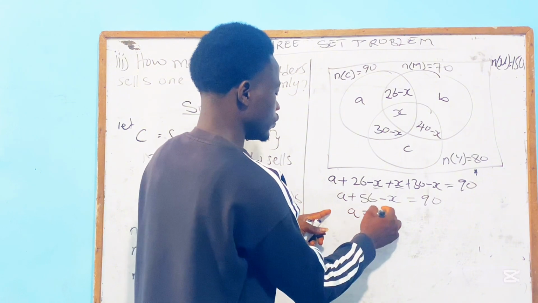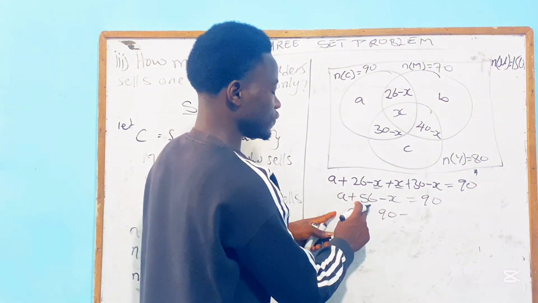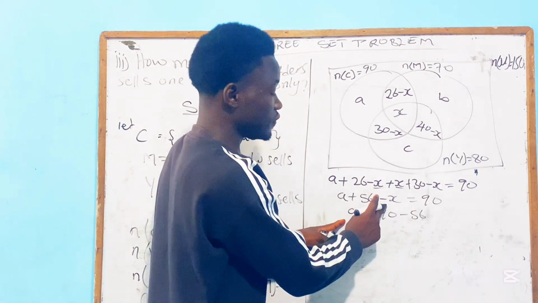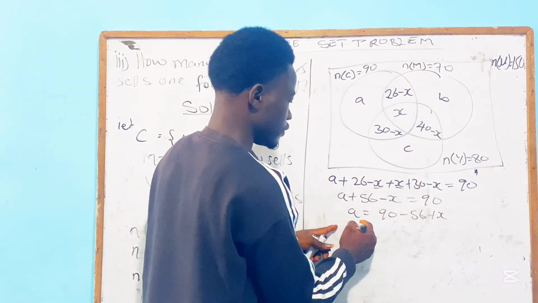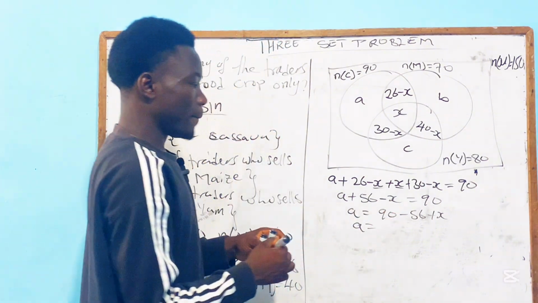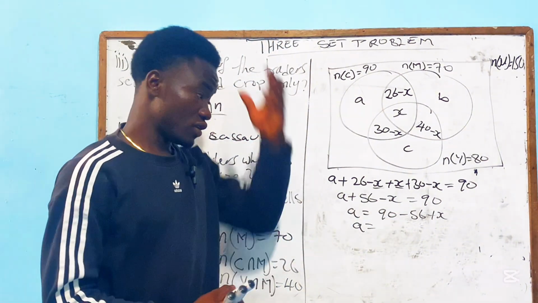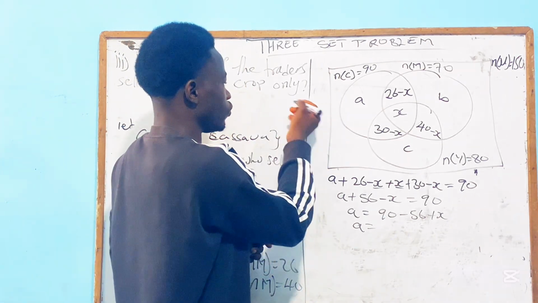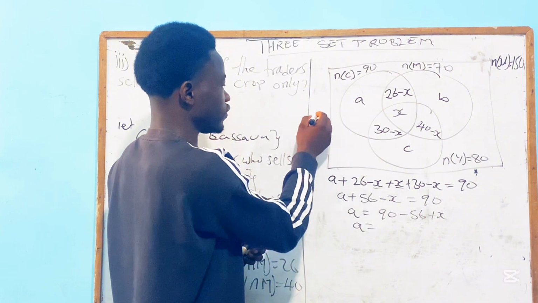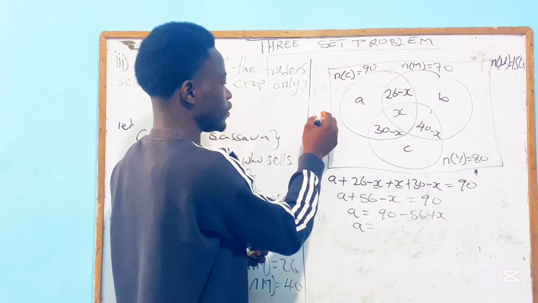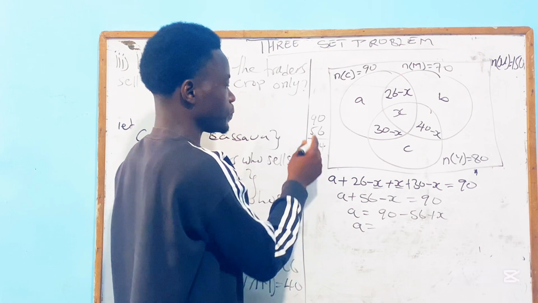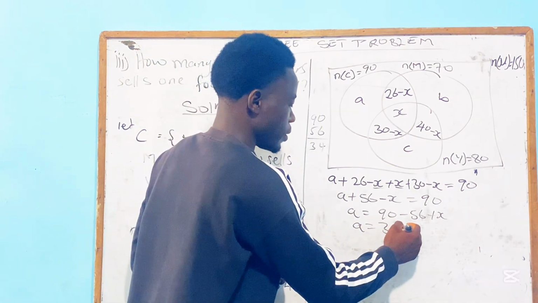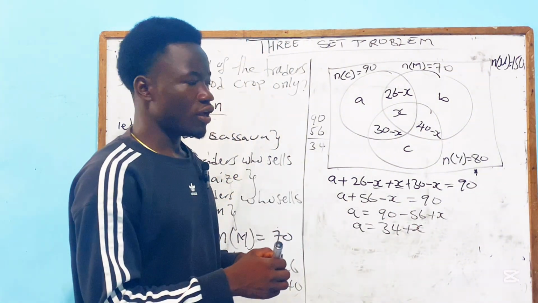So my A is equal to 90 minus 56, taking the 56 to the other end, and the negative x coming across as positive x. So A will be equal to 90 minus 56. You can do your own subtraction or use a calculator. 10 minus 6 gives you 4, then 8 minus 5 gives you 3. So you have 34 plus x. So that's the A. Now you find B.